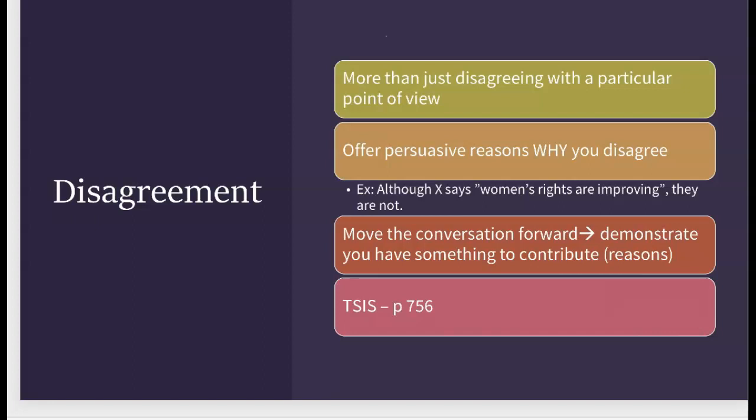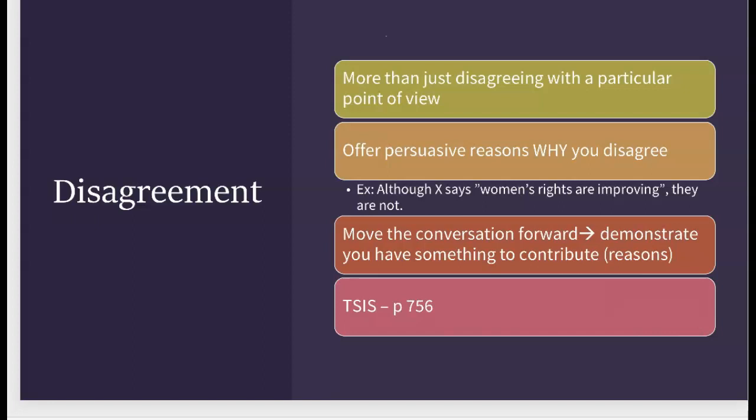So let's look at disagreement for a minute. You want to resist the urge to say, I entirely disagree with so-and-so for his or her views on X. You may also see disagreeing as the easiest way to generate an essay, where you can find something you disagree with in what has been said or might be said about your topic, summarize it, and argue with it. But disagreement poses hidden challenges. You need to do more than simply assert that you disagree with a particular view. You also have to offer a persuasive reason or reasons why you disagree. So for example, although X says women's rights are improving, they are not.